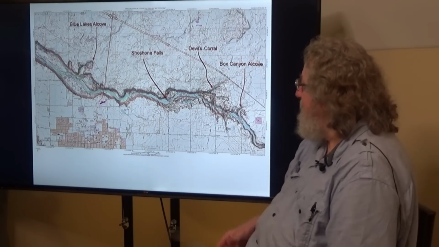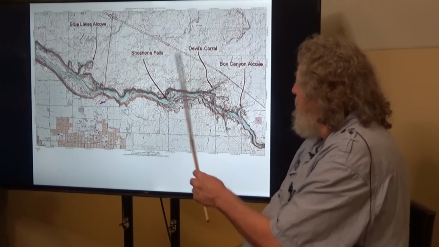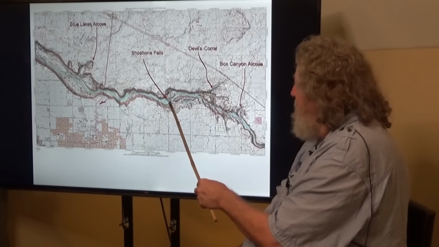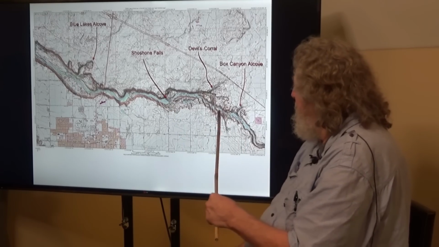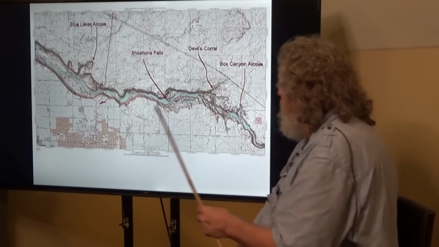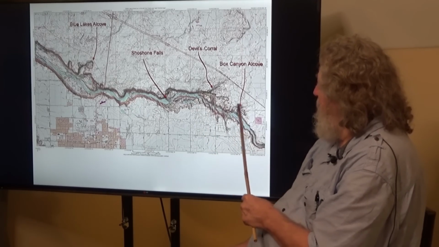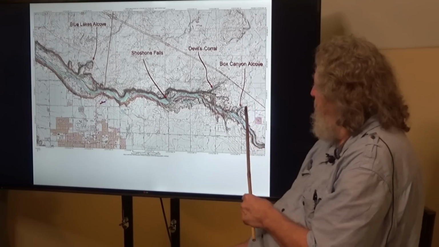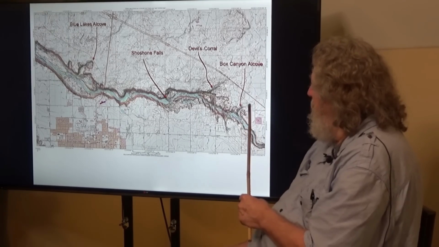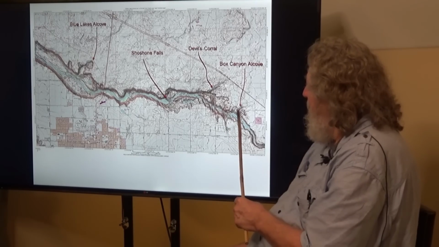And here we can see in this topographic relief map, Shoshone Falls is right here in this chaotic landscape that he's talking about, all through here. And we can see right here is Box Canyon Alcove. So this was where an upland or overland water flow re-entered the Snake River Canyon, leaving a cataract here.